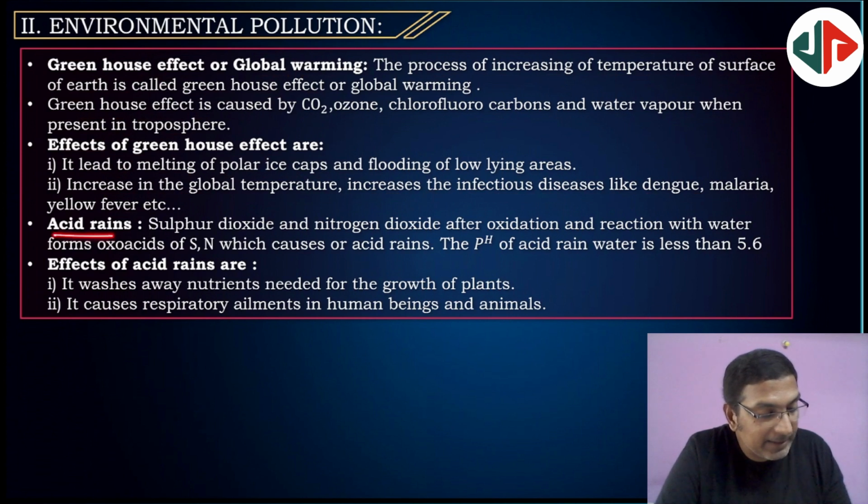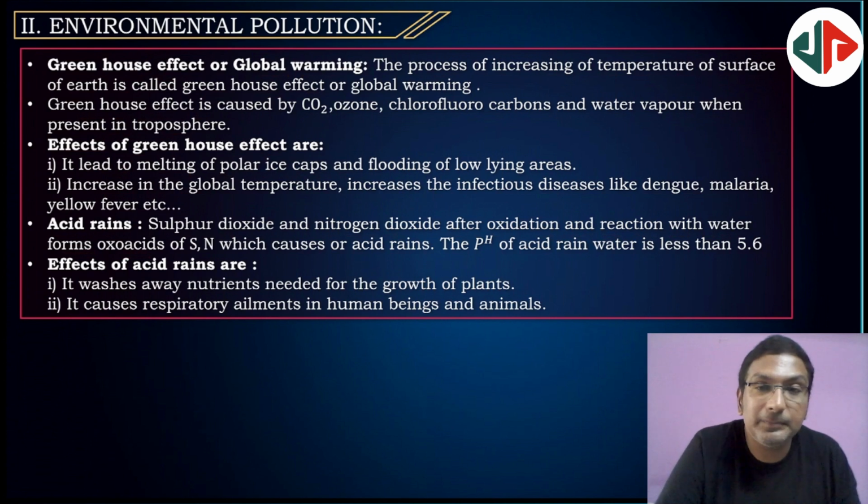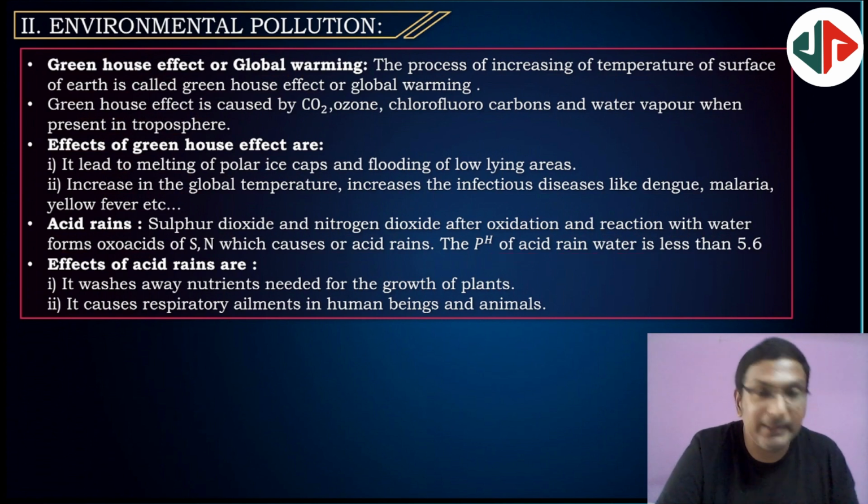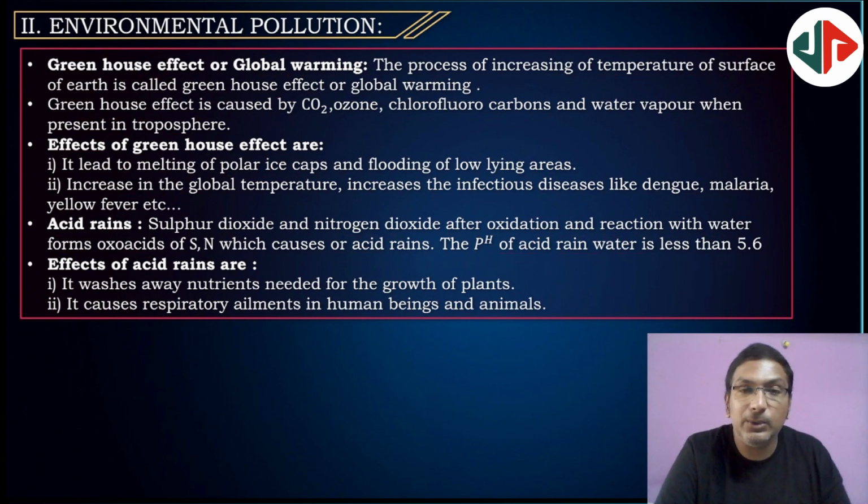Next, acid rains. Sulfur dioxide and nitrogen dioxide, after oxidation and reaction with water, produce the corresponding oxo acids of sulfur and nitrogen, that means sulfuric acid and nitric acid, which can cause acid rains. So acid rains are due to oxides of nitrogen and sulfur. The pH of rainwater is less than 5.6, due to its acidic nature.